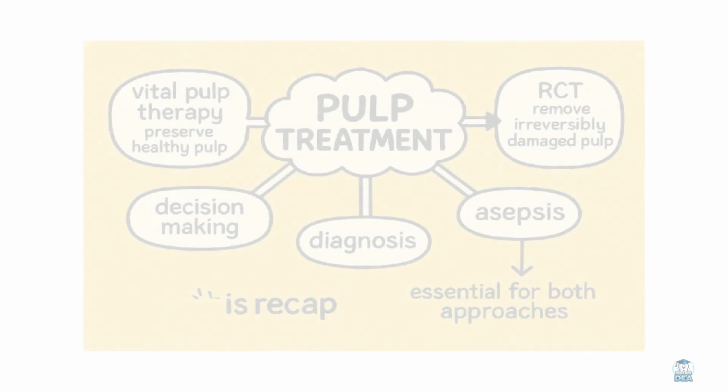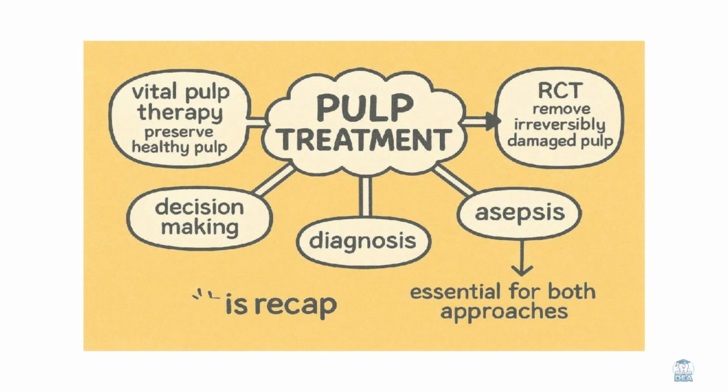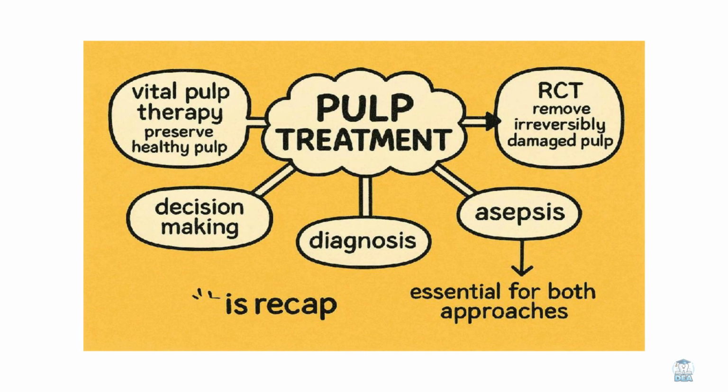Summary mind map. Let's recap. Vital pulp therapy, save healthy pulp. Root canal treatment, remove irreversibly damaged pulp. Decision making, key to successful endodontics. Diagnosis and aseptic technique, essential for both approaches.